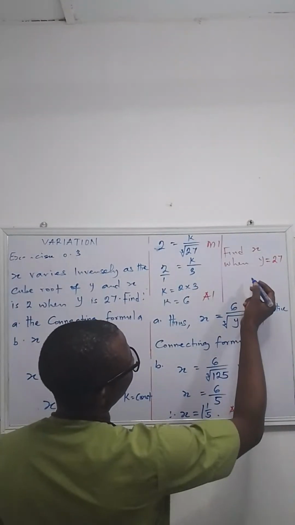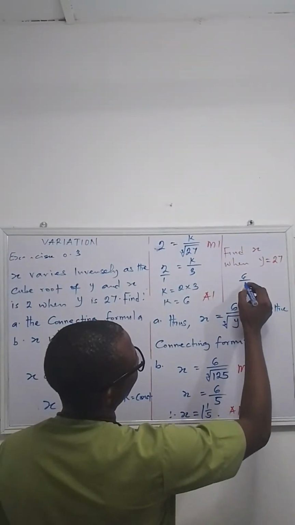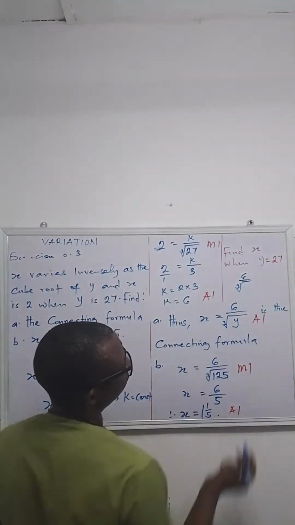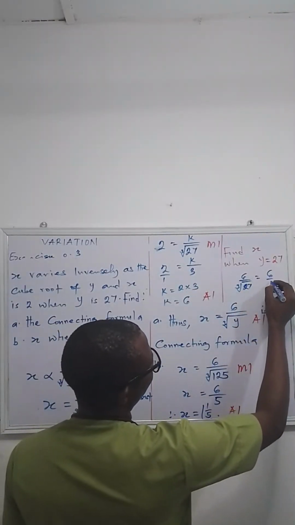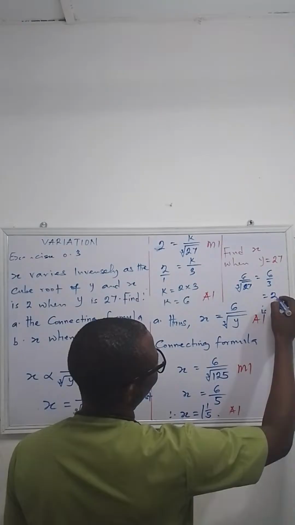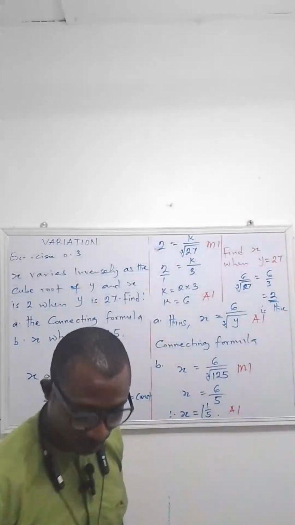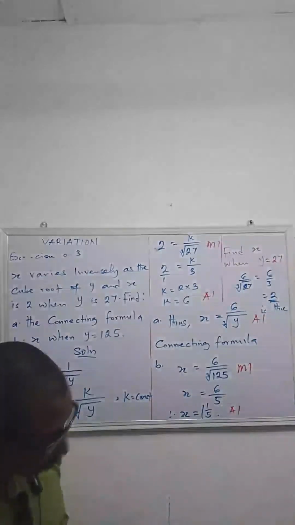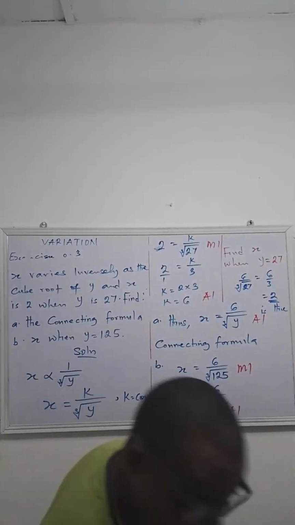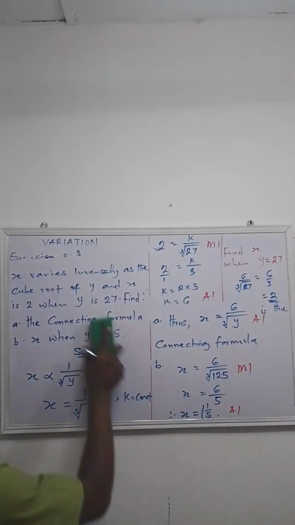Now let's see, we have 6 over cube root of what? Of 27. And that is going to give you 6 over 3. And that is what? 2. So that means those of you that got 2, you are correct. So you can put your hands together for yourself. That's very good. All right, now let's move to the next one very fast.